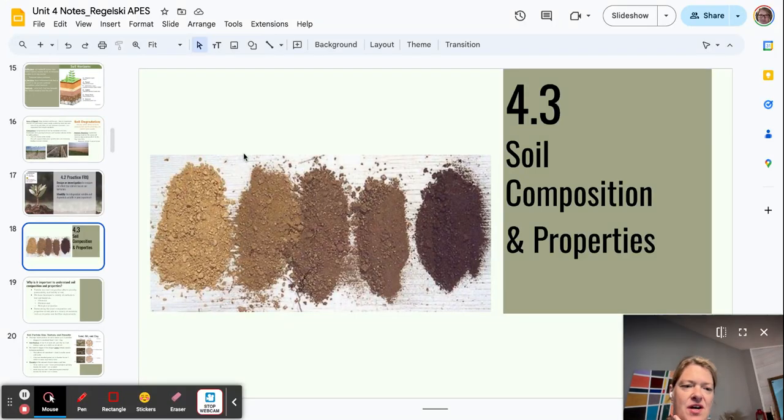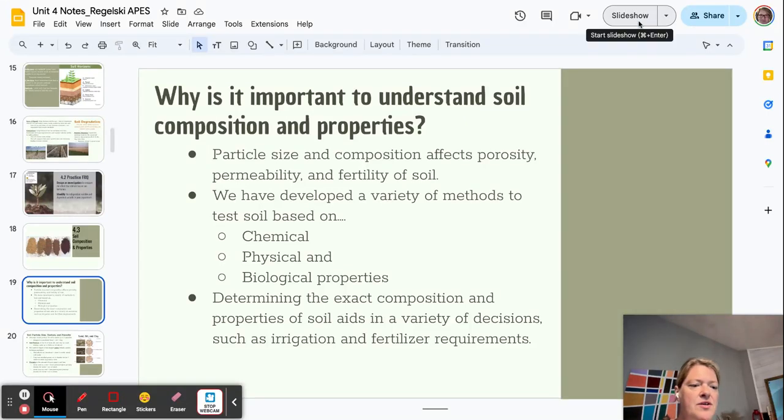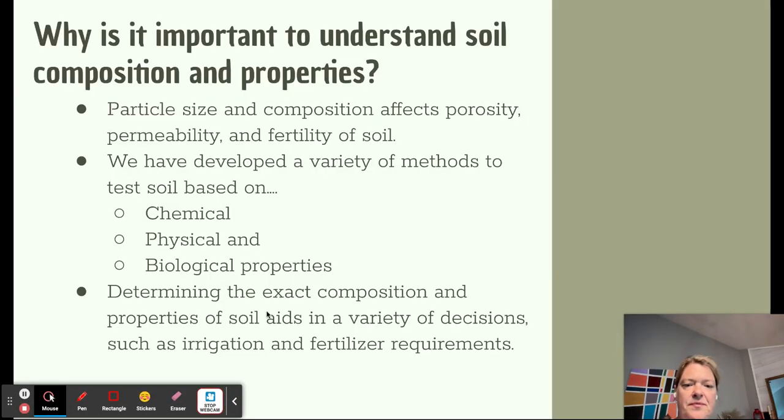Okay, so let's start 4.3 soil composition and properties. So we've talked about how soil forms, and something else that's really important is understanding what makes up soil and what kind of chemical, biological properties that soil has. Okay, so let me go ahead and turn this into slideshow really quickly.